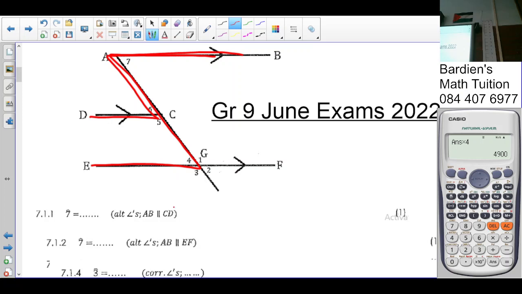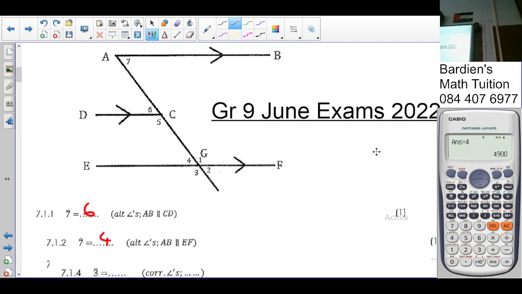However, you are told that AB is parallel to CD, so that's the line they use. Not so? It's 7 and 6. That answer is 6. Then angle 7 is alternate to angle 4. That's the other one.